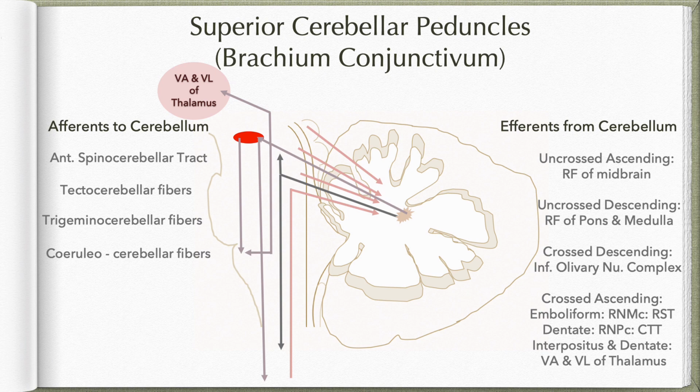So efferent fibers from the cerebellum which are traveling in the superior cerebellar peduncle are divided as uncrossed and crossed fibers. Both groups have ascending and descending fibers. Uncrossed fibers, whether ascending or descending, will be reaching the reticular formation. Crossed fibers, descending ones, will be reaching the inferior olivary nuclear complex. Ascending fibers will reach either the red nucleus or the thalamus.